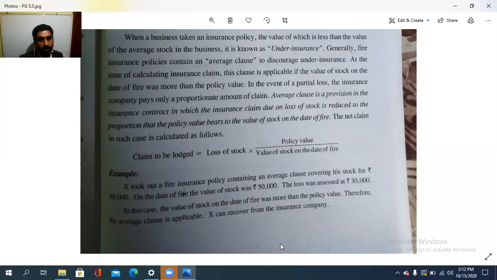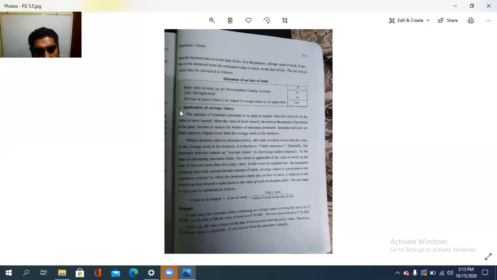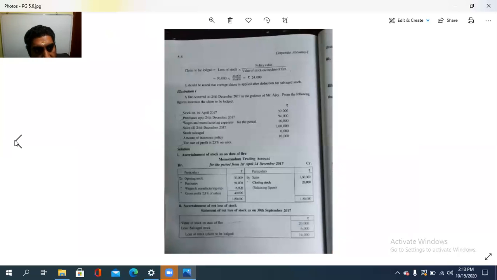Ascertainment of the net loss of stock after deducting the what to be deducted? What is to be deducted here? Tell me. The salvaged value of the stock is to be deducted, and the third is the average clause. So we will do one problem with that.